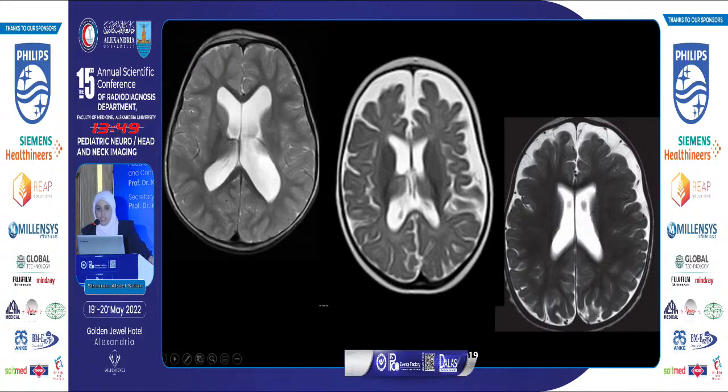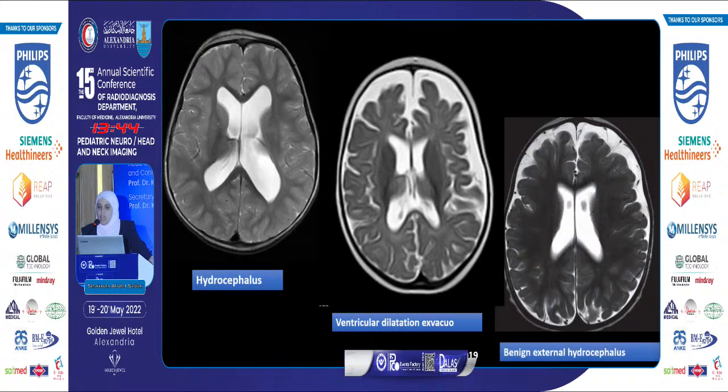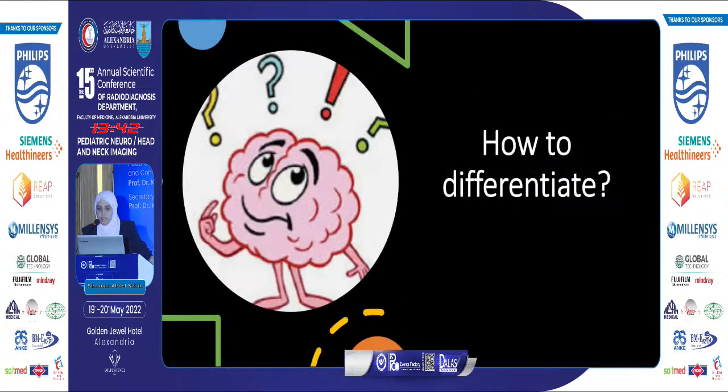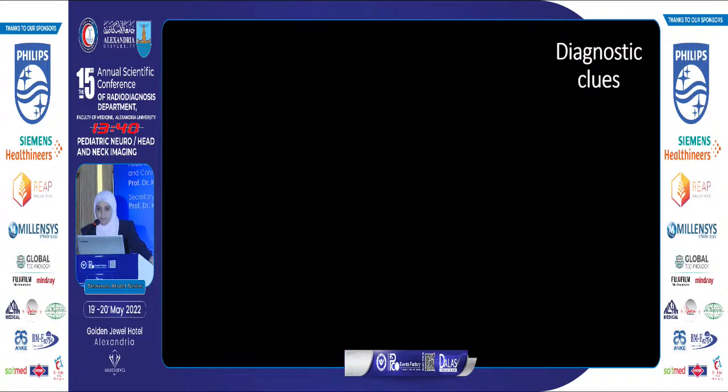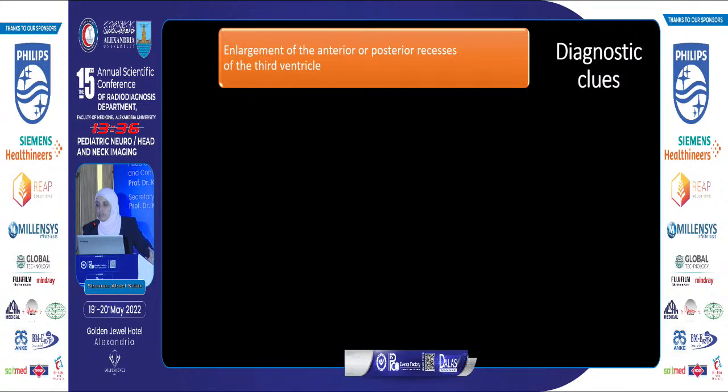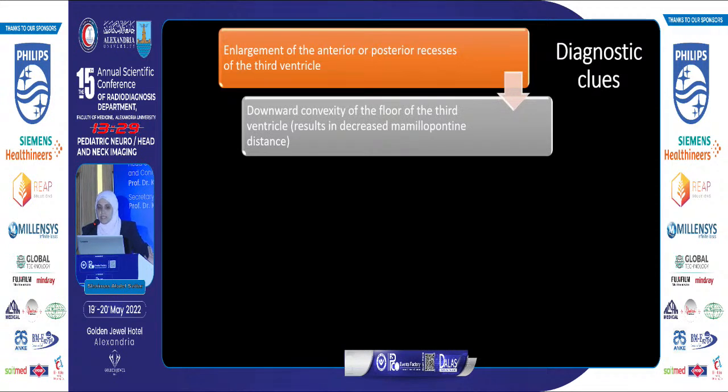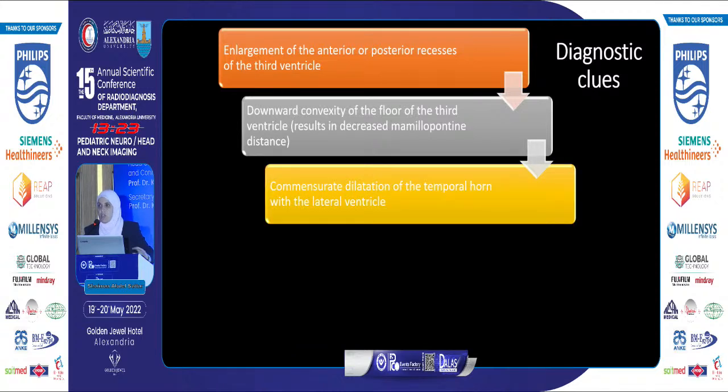So how can we differentiate? This is hydrocephalus, this is ventricular dilatation ex vacuo, and this is benign external hydrocephalus. There are several diagnostic clues. The most important two are enlargement of the anterior and posterior recesses of the third ventricle with downward convexity of the floor of the third ventricle. This results in decreased mammillopontine distance. The other clues are supportive; the first two are the most important ones.